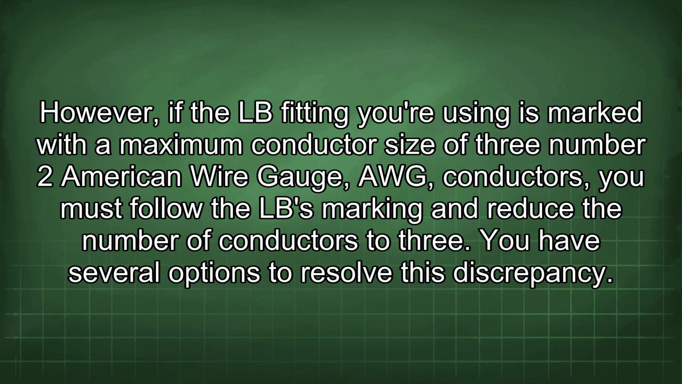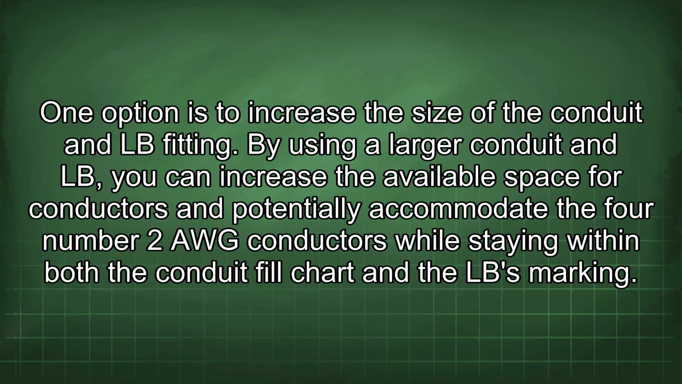You have several options to resolve this discrepancy. One option is to increase the size of the conduit and LB fitting. By using a larger conduit and LB, you can increase the available space for conductors and potentially accommodate the 4 number 2 AWG conductors while staying within both the conduit fill chart and the LB marking.